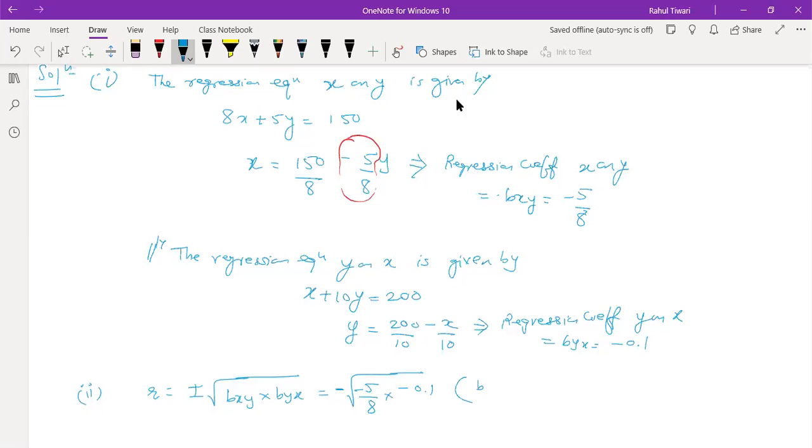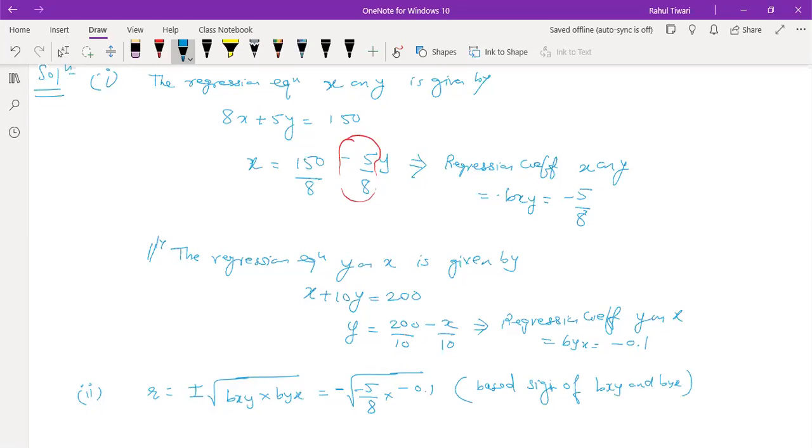Sir, if both are negative, then it will be negative. Yes, based on the sign of bxy and byx. Just look here. Both values are negative, so you take negative here. If both values are positive, you take positive here.